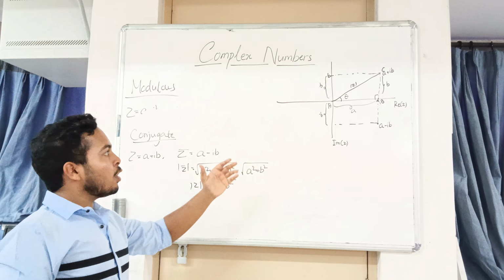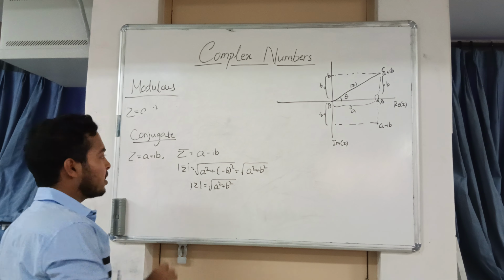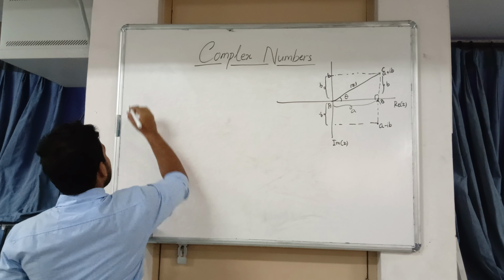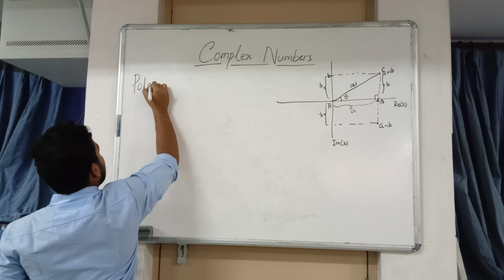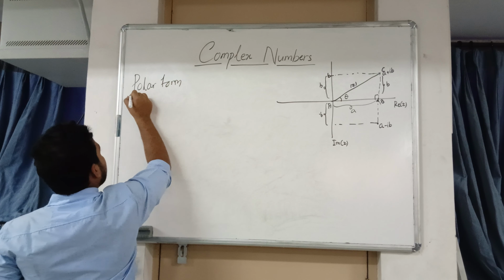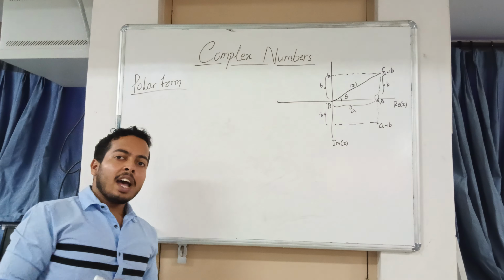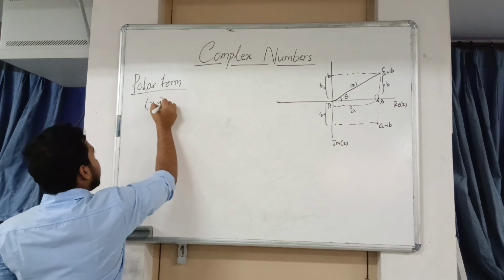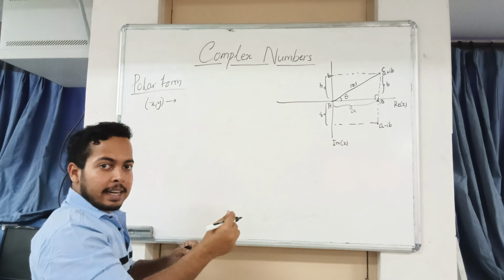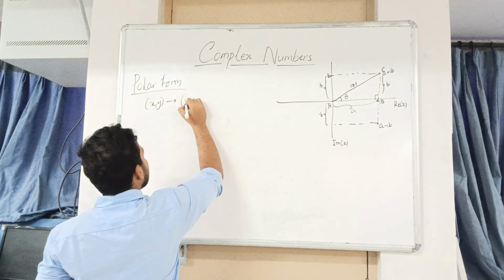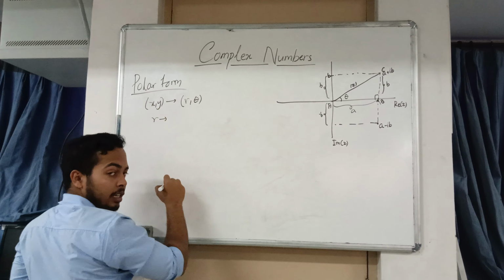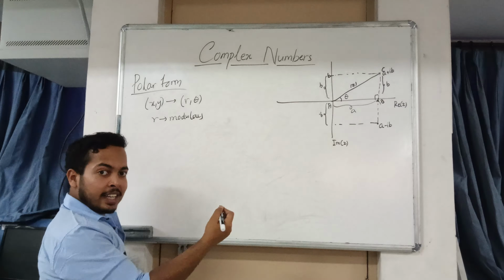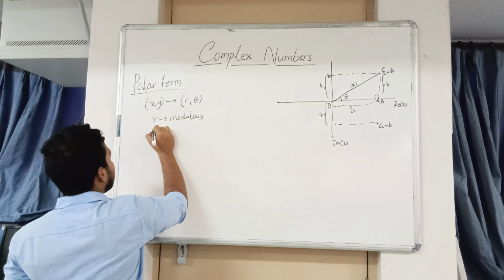Okay, now let's move on to an important topic, the polar form of a complex number. Previously we had been representing z in terms of x and y, but in the case of polar form we represent z in terms of r and theta, where r is the modulus value of the complex number and theta is the principal argument of the complex number.